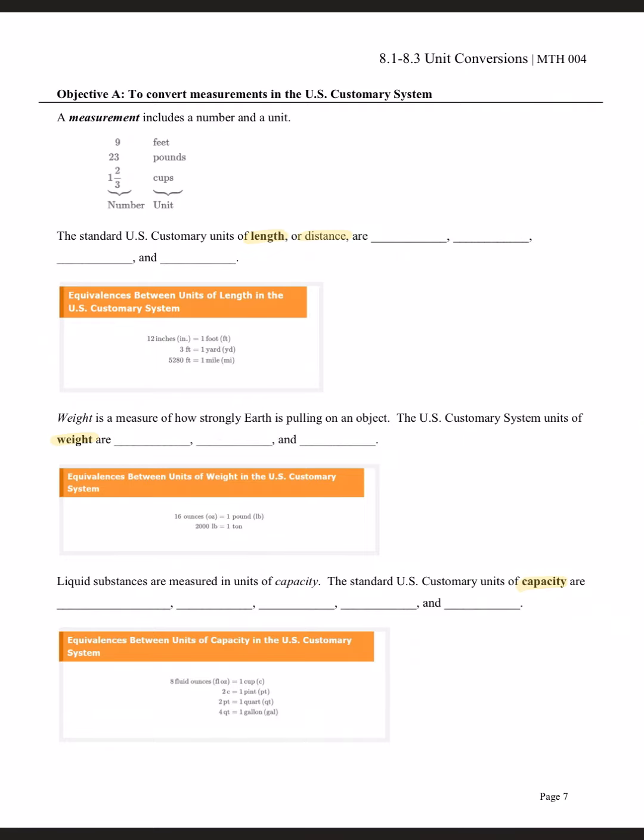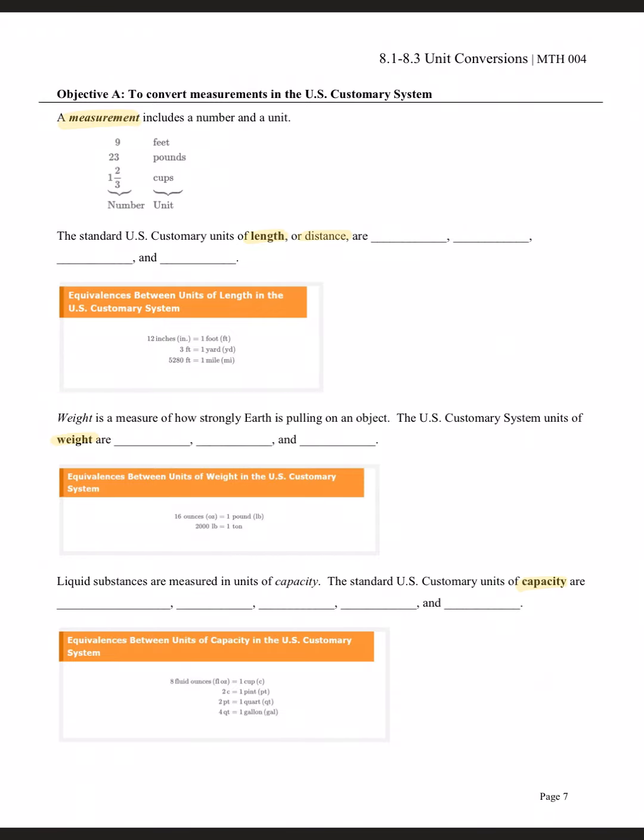We know that length tells us how far or how long something is. Weight tells us how much something weighs or how much the earth is pulling on an object, whereas capacity is a liquid substance of how much it holds inside of it. Those are the three we will focus on. Before we get to those, we need to talk about what a measurement is.